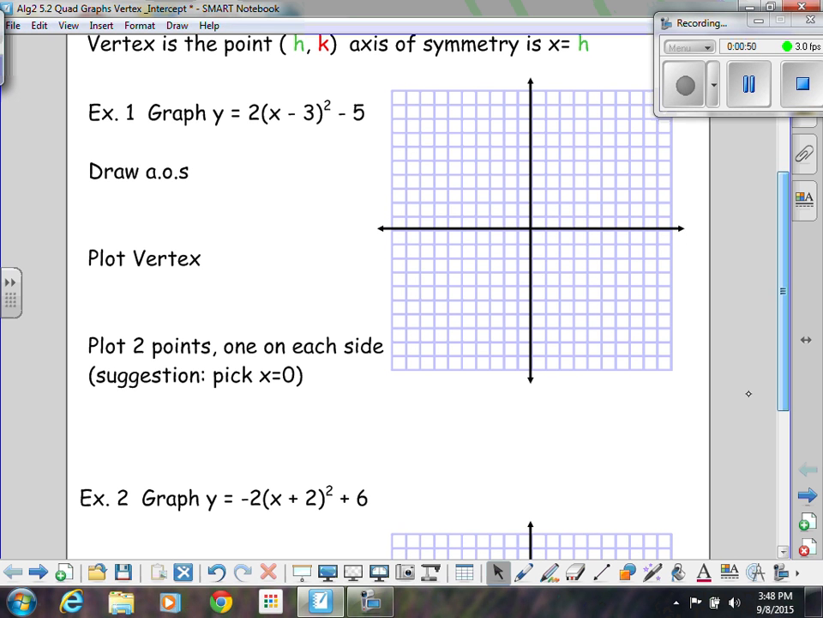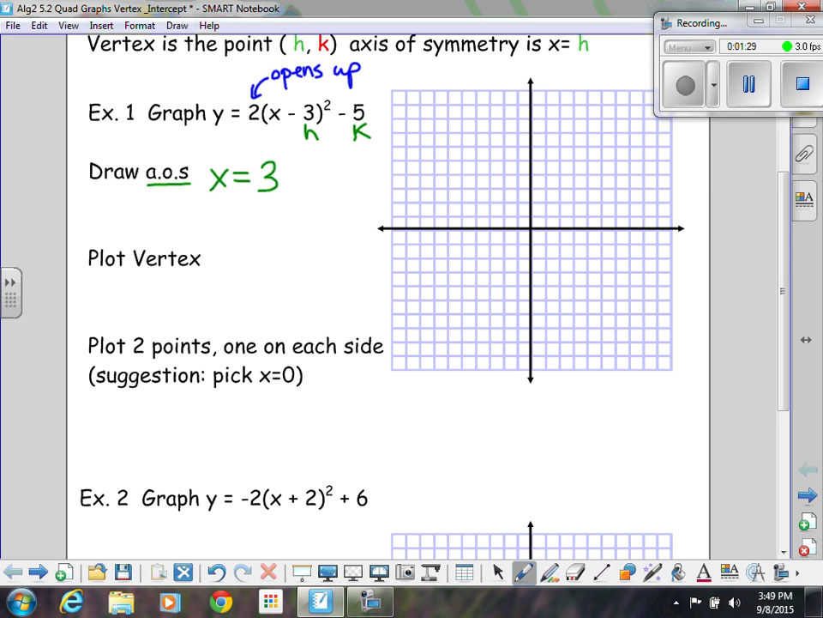So our first example, notice that our a is positive, so that means it's going to open up. And I'm going to identify my h and my k. So this is my h, this is my k. So I'm going to first of all draw my axis of symmetry. That's what AOS stands for, axis of symmetry. And I know that my axis of symmetry is the line x equals whatever my h is. So our h is positive 3. Why is it positive? Remember, it's always opposite of the number in parentheses. So we had x minus 3, so my h is positive 3.